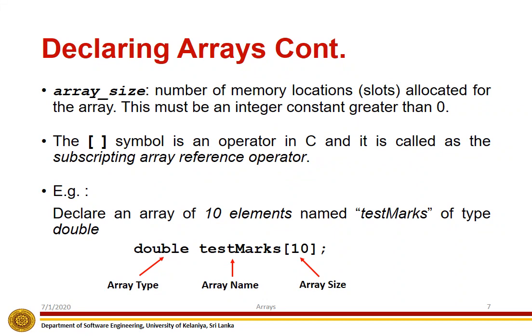If we don't know the size of the array that we are going to declare, we can leave that empty. But we must use this operator, with or without values, in the array declaration. You can see an example of array declaration in the slide. Declare an array of 10 elements named test marks of type double. First the data type of the array, double, then the array name, test mark, then inside the square brackets 10, the array size. So we can store 10 elements of double type values in here.